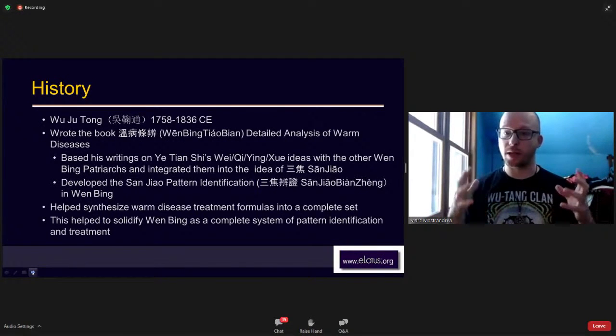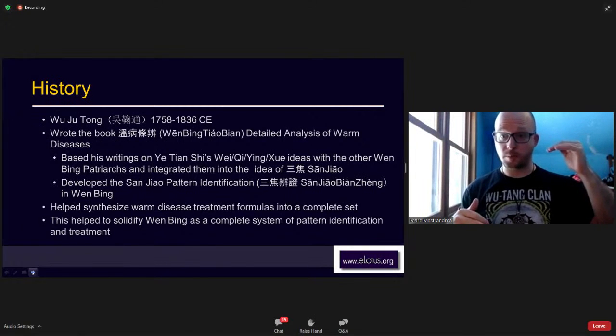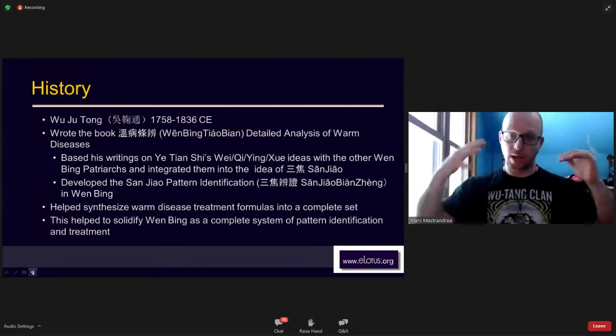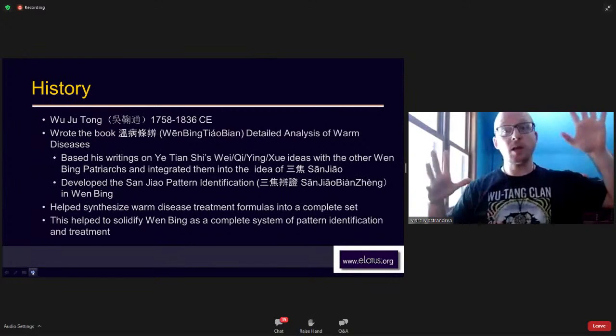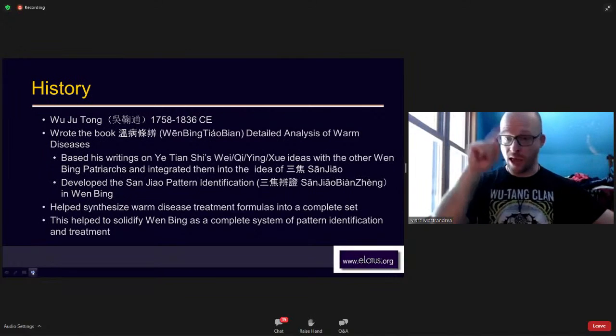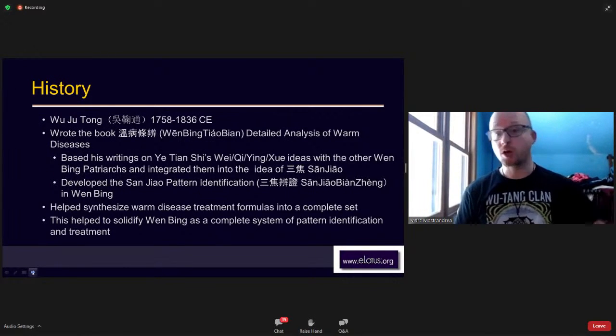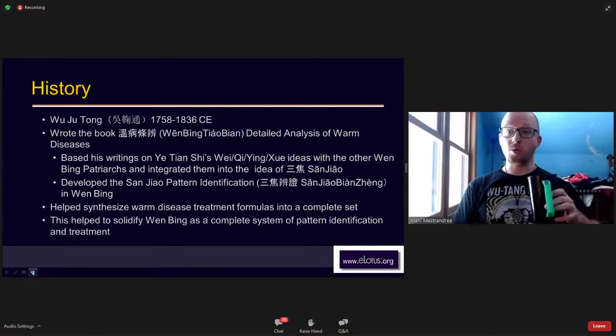Wu Zhutong finally summarized all these ideas into sort of a book or writings that detailed analysis, the Wen Bing Tiao Bian. This idea of you have the 4 levels, but you also have this idea of the Sanjiao mechanism, this pathway of the Sanjiao that you can see this heat pathology come through, and affect the Sanjiao and the organs, the Zangfu, and via the channels as it passes through. So this is something that Wu Zhutong talked about.